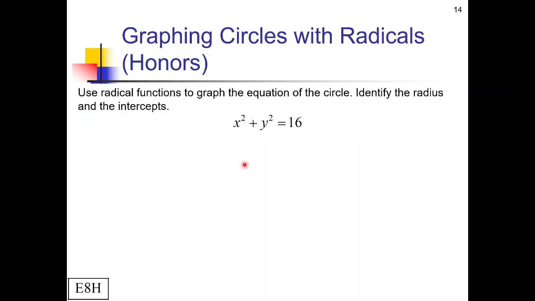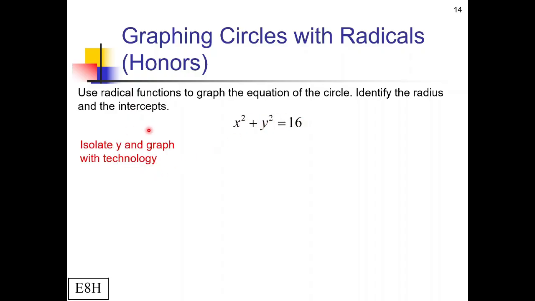For this last example, we're going to use radical functions to graph the equation of a circle by basically breaking it into two semicircles, and then they want us to identify the radius and the intercepts, the x and the y intercepts. Alright, so the way to go about this, we're just going to get a couple square root functions out of this. Just like we did with the sideways parabola, we want to isolate y to the first power, so do whatever you need to do to accomplish that.